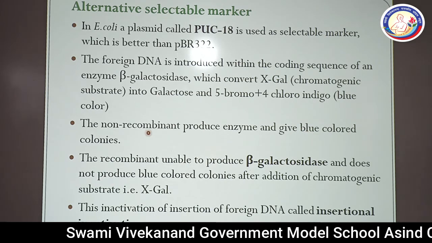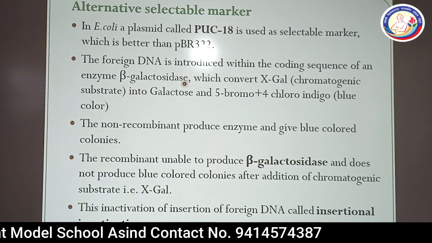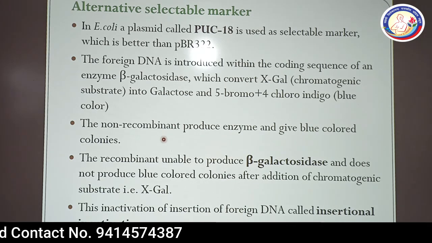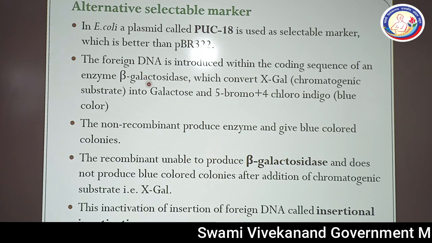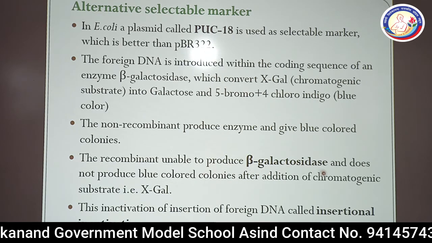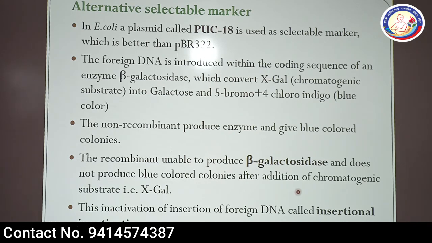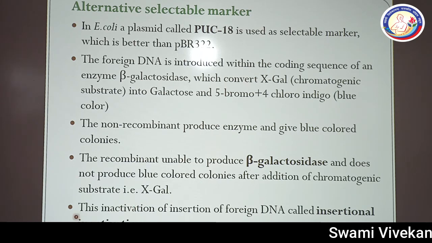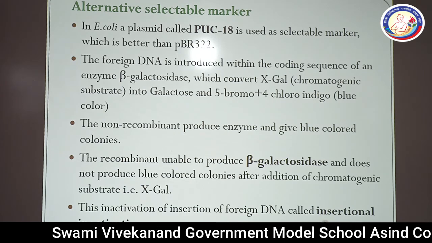Blue colored colonies show the non-recombinant bacteria because their beta galactosidase enzyme is still active. While in the recombinant one, the beta galactosidase enzyme becomes inactive because you have inserted foreign DNA in that sequence. The recombinant is unable to produce beta galactosidase and does not produce blue colored colonies after addition of the chromogenic substance X-gal. This inactivation by insertion of foreign DNA is called insertional inactivation.